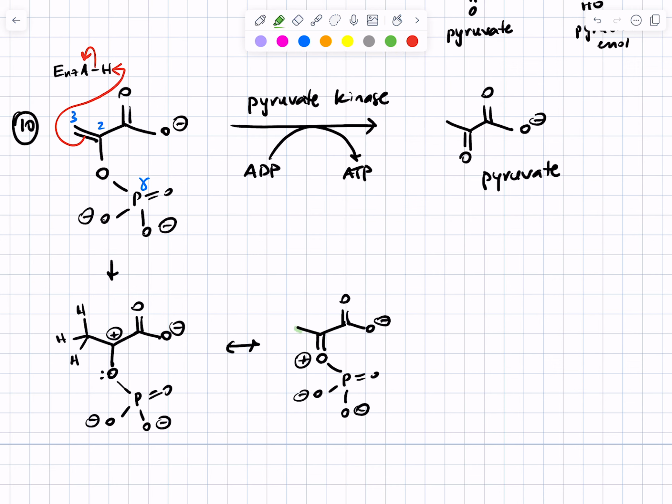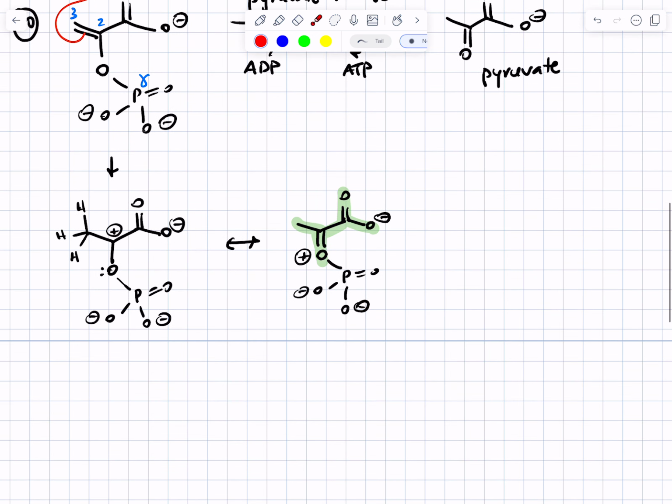And now you can see what's over here is an excellent leaving group. It gets to leave as something that's neutral, at least on the atom that leaves. Before we protonate the alkene, if this whole group left, it would be negatively charged. But because we've protonated the alkene first, it gets to leave as neutral on that oxygen. So from this point on, it's basically a kinase type reaction.